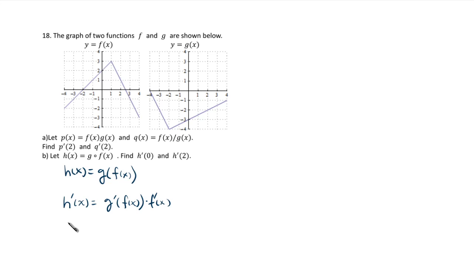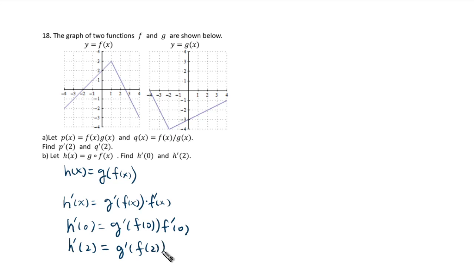The chain rule says differentiate the outside function, make a copy of the inside function, and differentiate that. So what we're trying to do is, what is h prime of 0, which is g prime of f of 0 times f prime of 0, and h prime of 2, which is g prime of f of 2 times f prime of 2. Okay, let's do one by one.